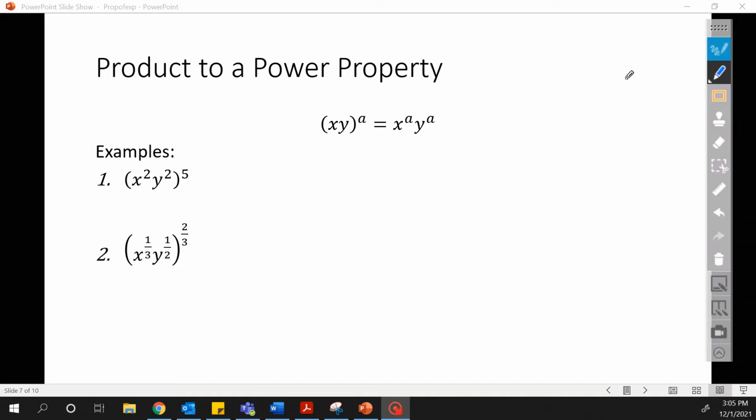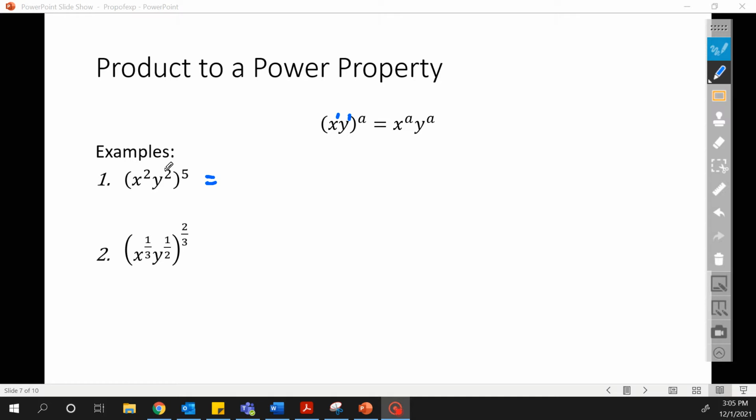That's actually an introduction to the next property, which is product to a power property. Okay, so when you have a product inside parentheses and it's being raised to a power, then each of those on the inside get multiplied by that power on the outside. It goes to both of them, or more, all of them, however many bases there are inside. So this is x to the first and y to the first, so each of these first gets multiplied by a. So x to the a, y to the a.